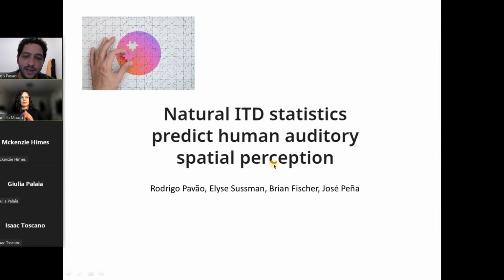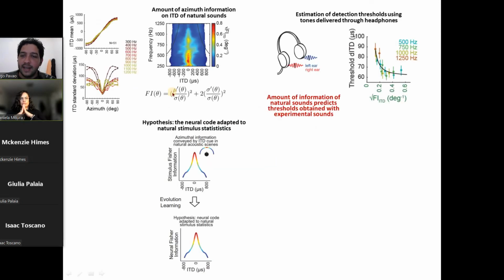It's called the statistics of natural sounds predict auditory perception. What is the work? It's taking these two statistics, the mean and the standard deviation, and putting them in a traditional formula from Fisher information, which is a way of computing information. You use the mean and the standard deviation, do some fancy algebra, and get the amount of information depending on the location, the ITD, and the frequency. So it's possible to measure the acoustic information that reaches the ears in the natural environment. From the sound that arrived at the ears, you can compute this amount of information.